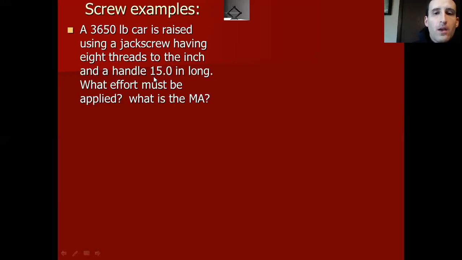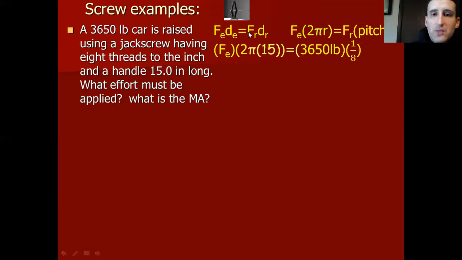So again, we have the same basic expression, but I've just added to that basic expression the definitions of our distances, since they're a little different for our screw. So it's still effort force, effort distance, resistance force, resistance distance, but now our effort distance is 2 pi r, and our resistance distance is the pitch of the screw. So they told us the weight of the car. That's what we're lifting. That would be the resistance force. And they told us the length of the handle. That would be our radius.